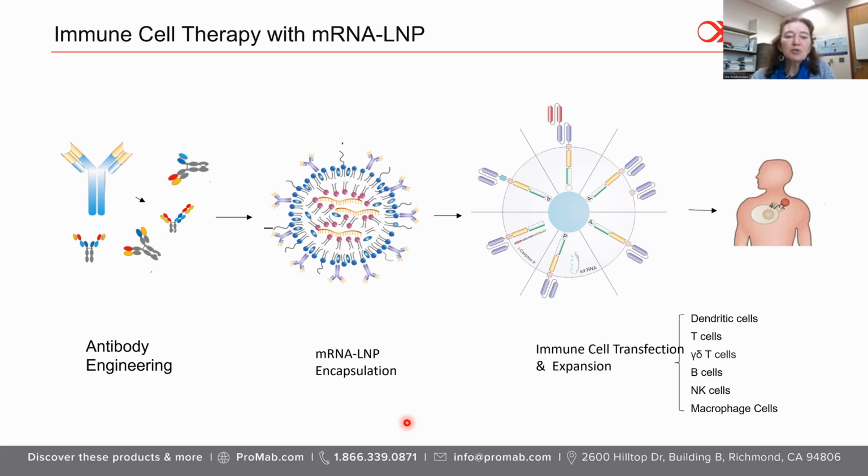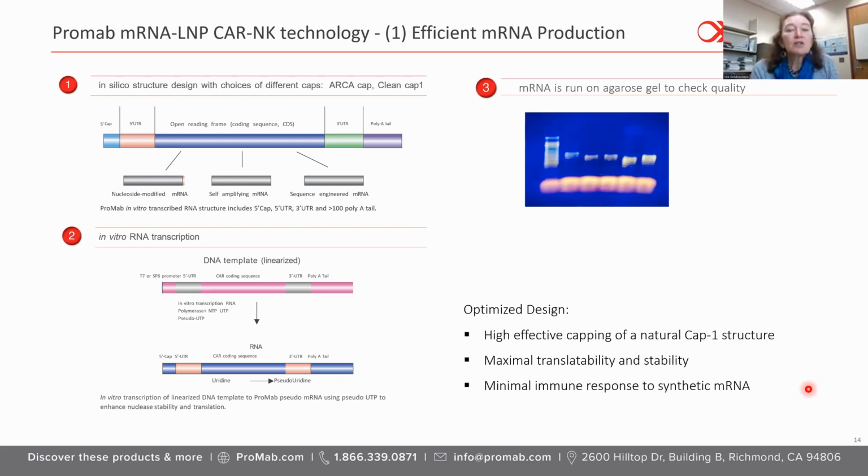So we can encapsulate both antibodies and CAR structures using LNP mix and encapsulate with the NanoGenerator and use it for immune cell therapy and expansion of immune cells: dendritic cells, T cells, gamma delta T cells, B cells, NK cells, and macrophage cells can be used with nanoparticles to generate. So we first use a DNA template on number one.